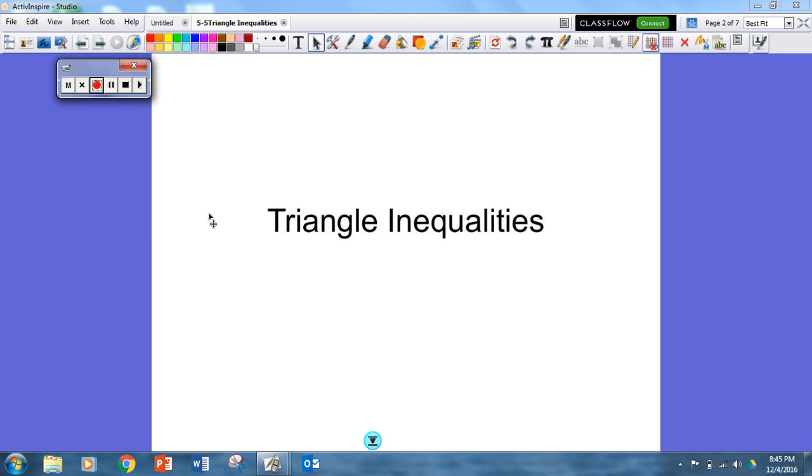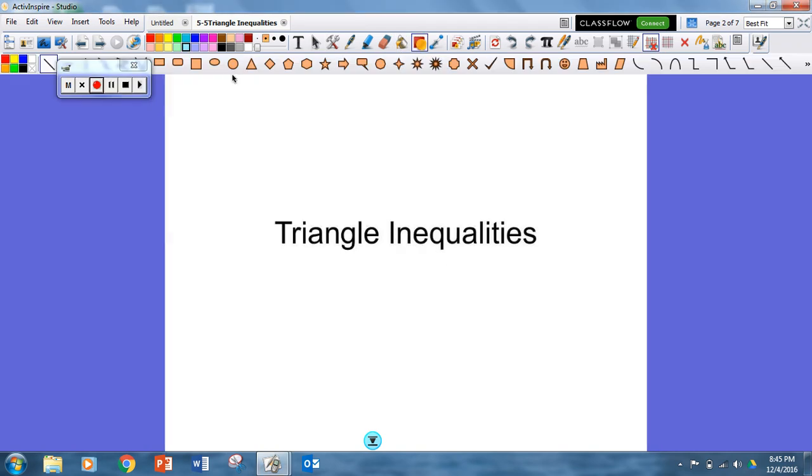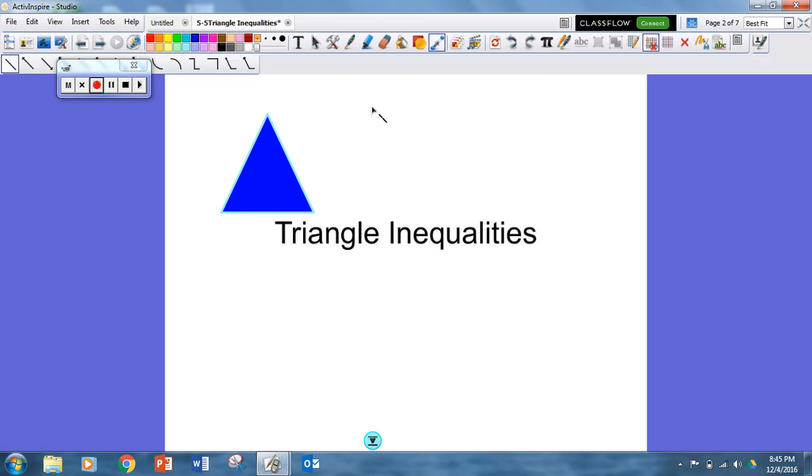Good afternoon. Today we are going to do section 5-5, again, which is talking about more triangle inequalities. The first triangle inequality we discussed was concerning when I have a triangle that the largest side is opposite the largest angle. Today what we're going to look at is an inequality concerning line lengths.